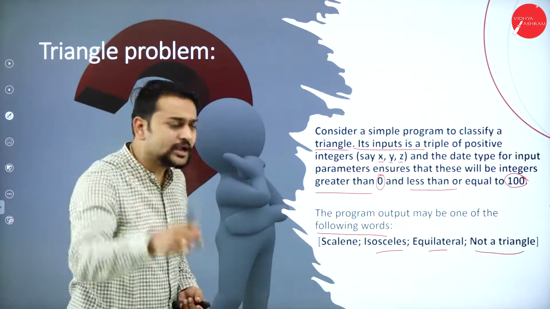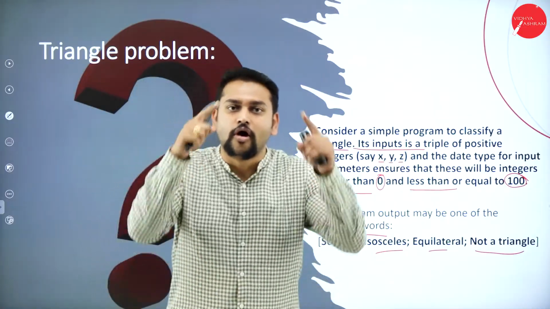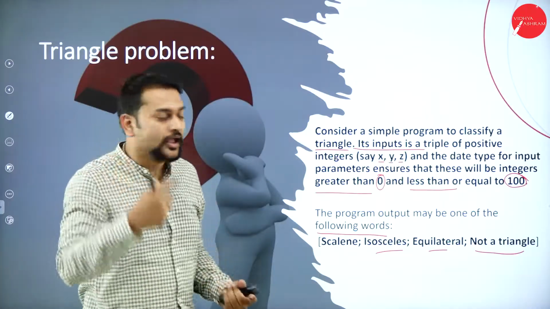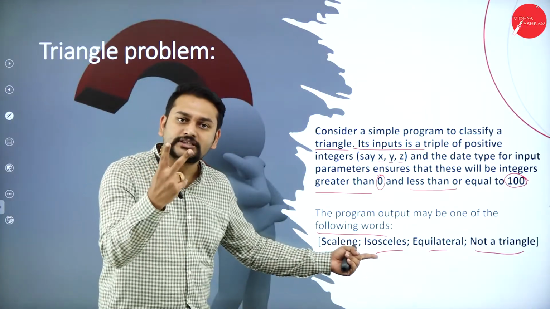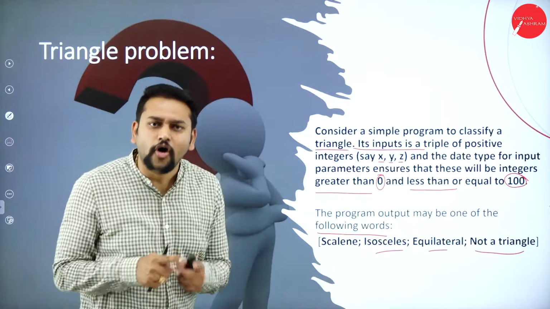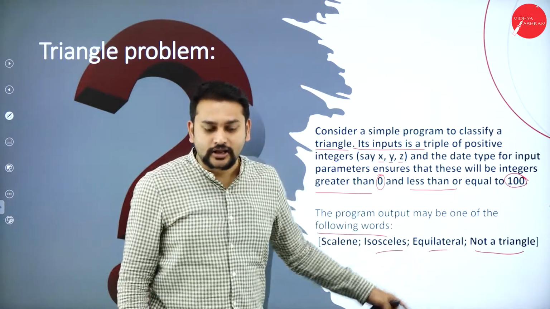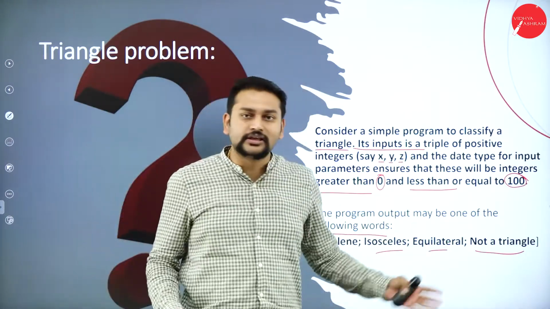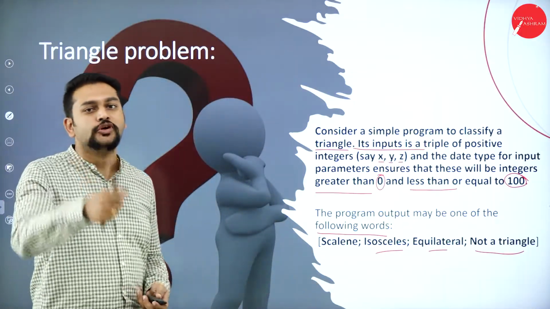Sir, when will I get my output as scalene triangle? I have discussed that, right? When all the sides are not equal, I get scalene triangle. If 2 sides are equal, I get isosceles triangle. If all the sides are equal, my output will be equilateral triangle. If all the cases fail, then it is not a triangle. That's what you need to remember.